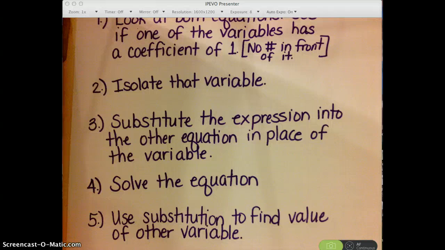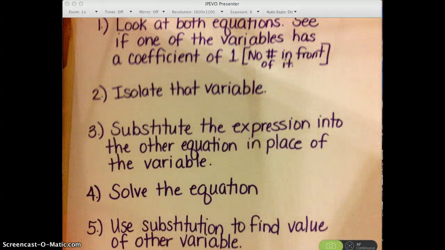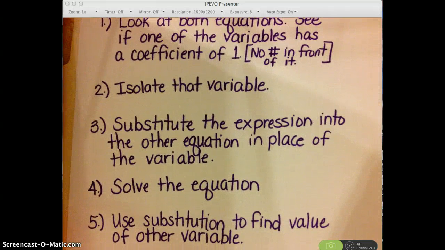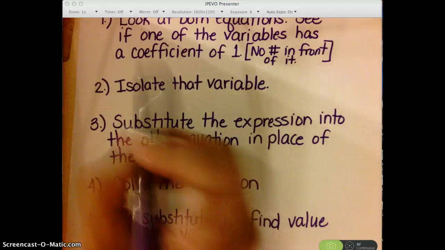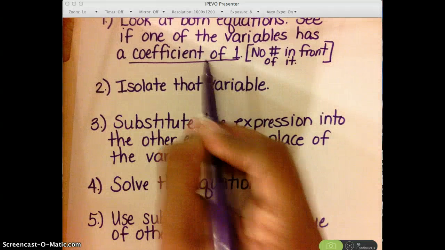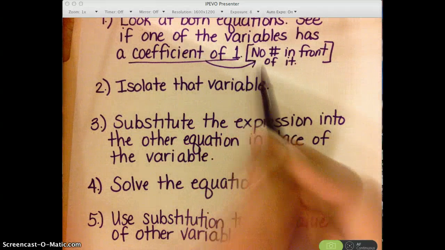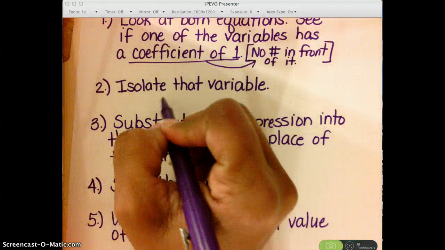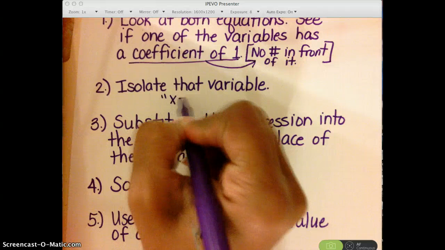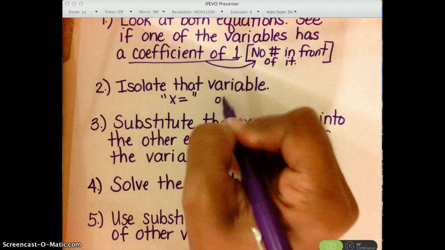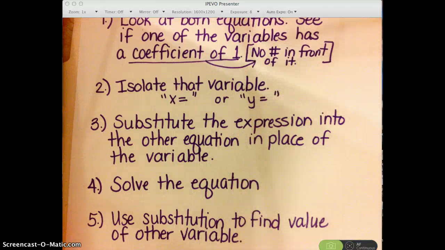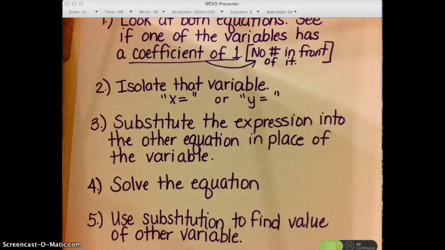Make sure you get these steps down. The first step says to look at both equations, see if one of the variables has a coefficient of 1, and remember that a coefficient of 1 means that there is no number in front of it. We're going to isolate the variable, so we're trying to get it set up so that it says x equals, or it can say y equals. So that's what it looks like when it's isolated.